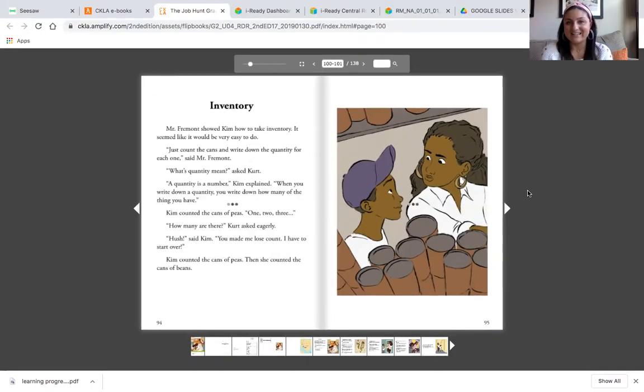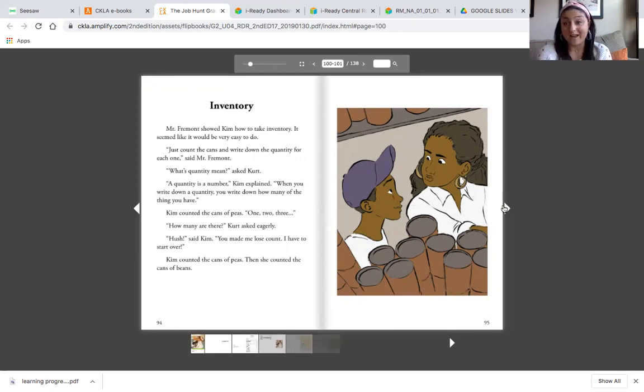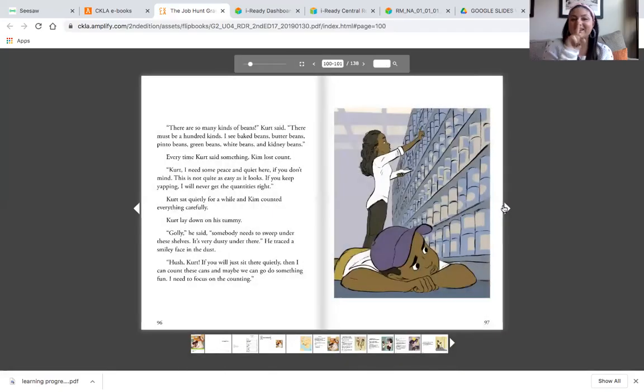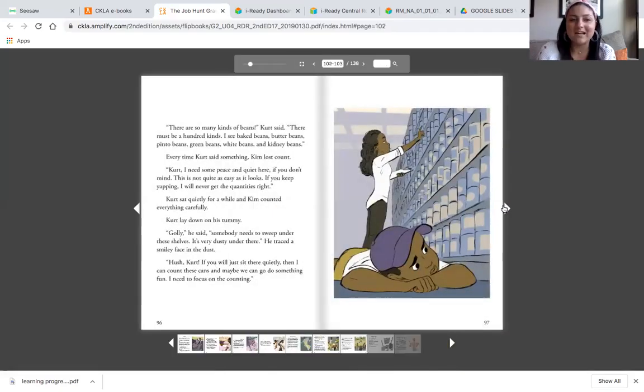Kurt is very curious, but we know that Kim needs him to be quiet, to hush, so she can focus. All right, take your finger, place it on the first word. It is the word there. There are so many kinds of beans, Kurt said. There must be 100 kinds. I see baked beans, butter beans, pinto beans, green beans, white beans, and kidney beans.